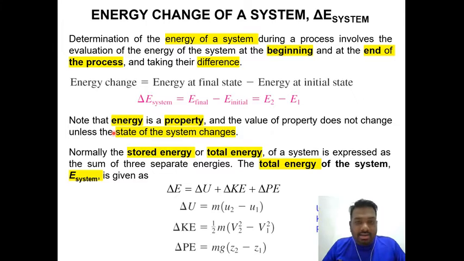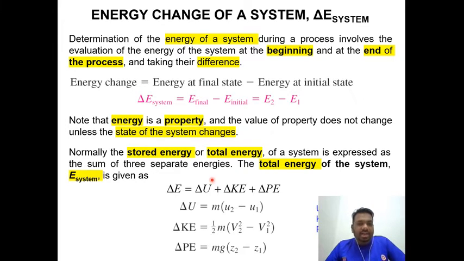Note that energy is a property. Previously we learned what a property is: the value of a property does not change unless the state of the system changes. So in order for energy to change, the system must move from one state to another. That's why we call them the initial state and the final state. In between we can have various states. That is what we need to understand.